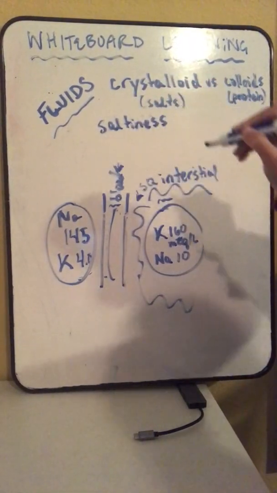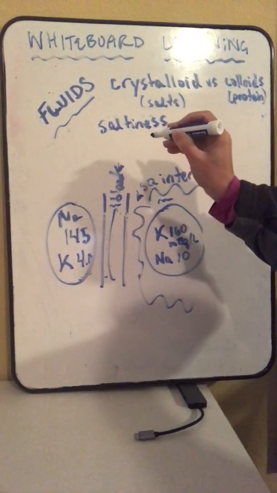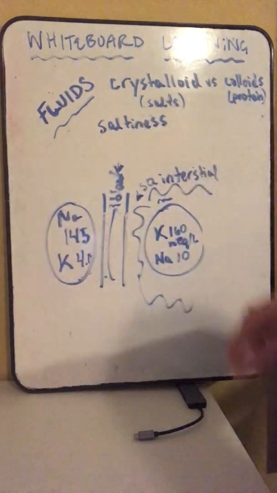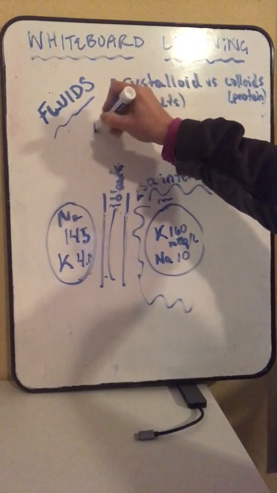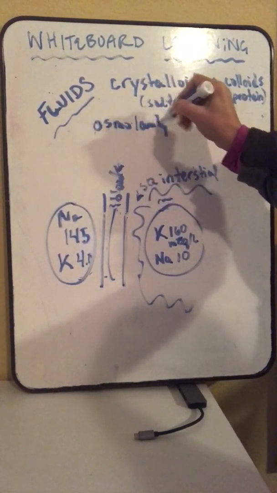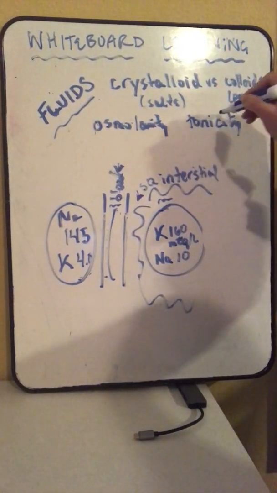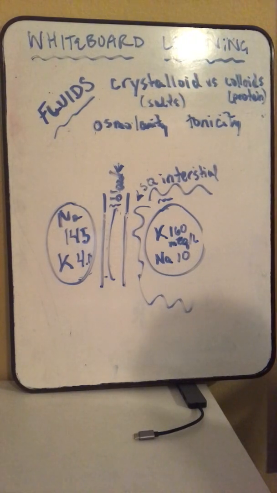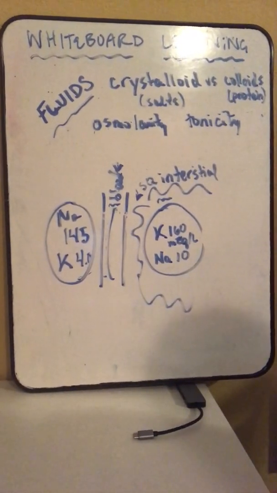The saltiness of the fluid might be different in the chamber that you're going into. A salty fluid is really the better way to say that. There are two different words, and we're going to focus on one today. One is osmolarity, and the other is tonicity. Basically, those are measures of the saltiness, or the ability of one molecule to draw water, right?